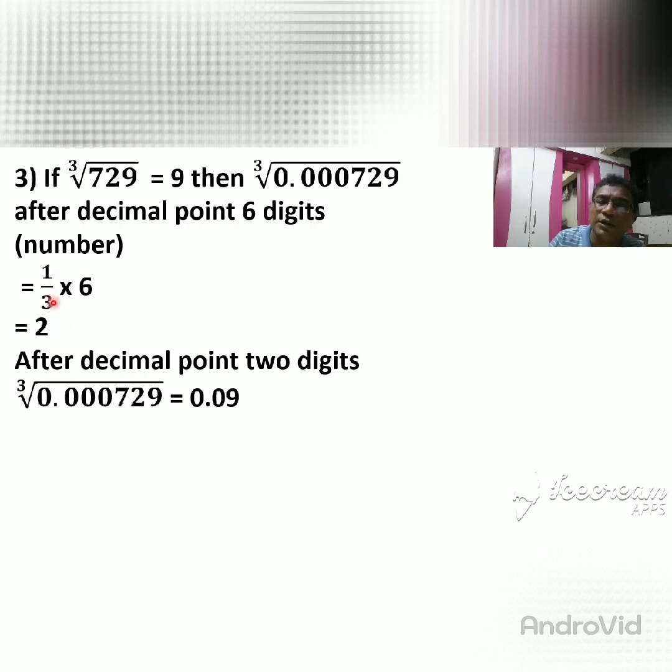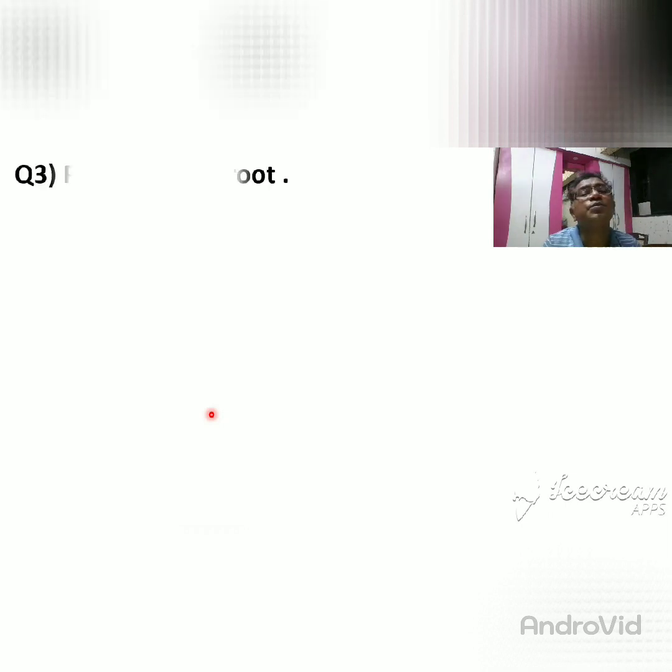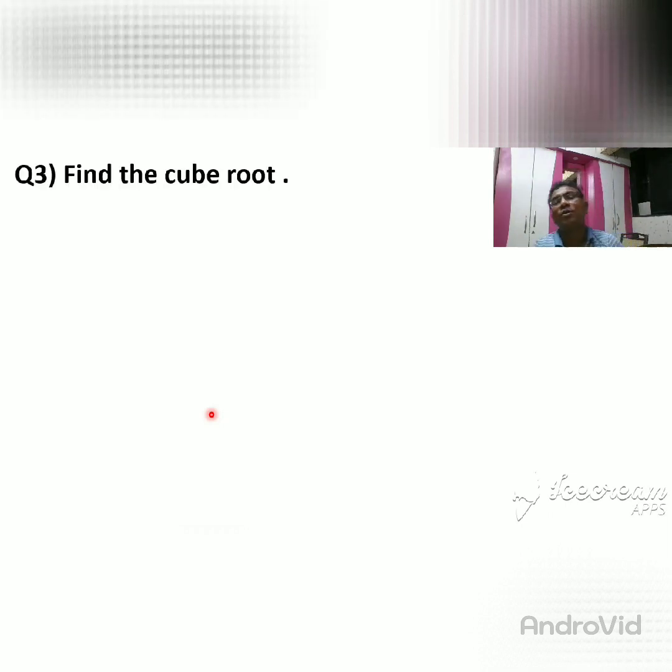1 upon 3, why are you multiplying? Because you want to find out the cube root. Into 6, why? Because after the decimal point there are 6 numbers. So 3 1s are 3, 3 2s are 6. So 2. After the decimal point, how many digits? 2 digits. So 0.09. See, 1 and 2 digits. Okay. Then the last problem in this lecture: find the cube root.